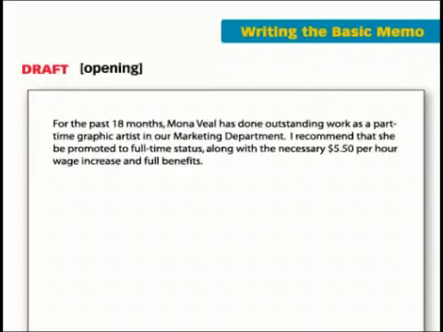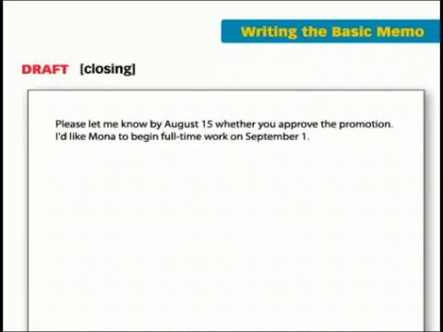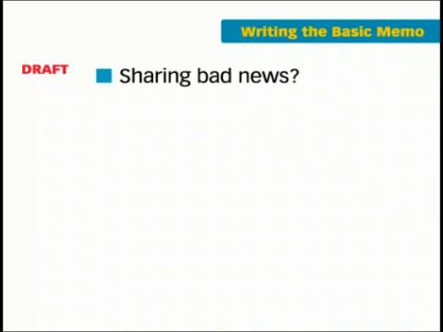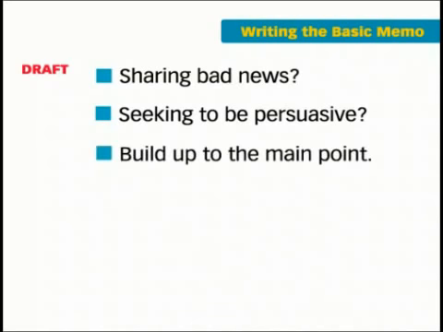To draft your memo, develop your list into sentences and paragraphs. First, expand on the subject line by stating your main point early and adding helpful background. Next, offer in a logical order all the key details that your readers need. Last, focus on the result or action that your memo calls for. However, if you are sharing bad news or seeking to be persuasive, it may be best to build up to the main point instead of stating it first.